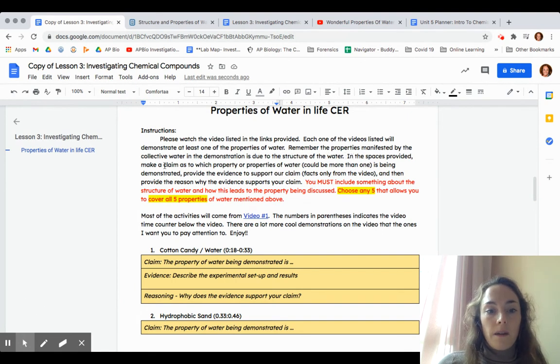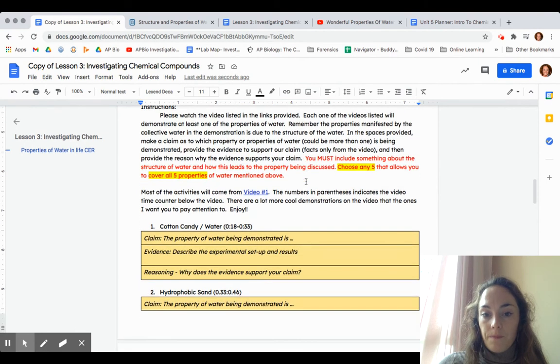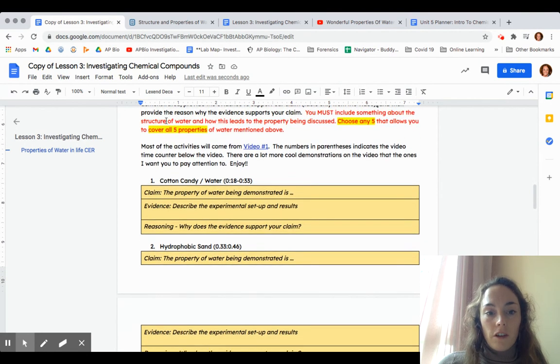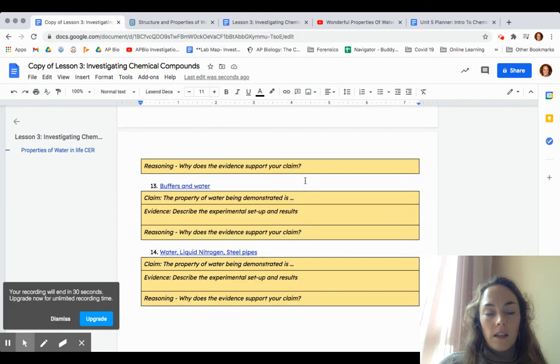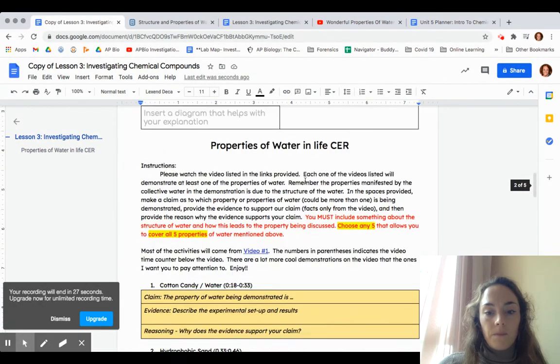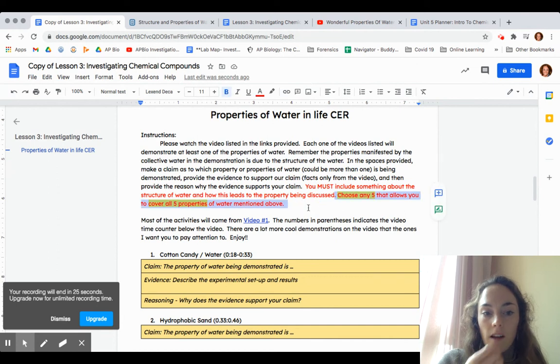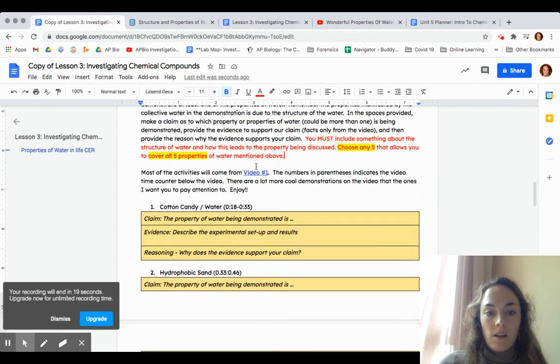In the spaces provided, make a claim as to which property or properties of water, it could be more than one, is being demonstrated, and provide evidence to support your claim, which are facts only from the video. Then provide reasoning for why the evidence supports your claim. You must include something about the structure of water and how this leads to the property being discussed. We've got about 14 options here. You don't have to do all of them. Choose any 5 that allow you to cover all of the properties of water. So you need all of the properties, but you can choose 5 to do. Click on this video and start to fill these out.